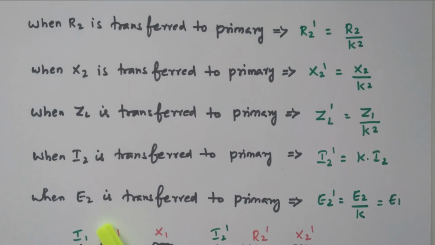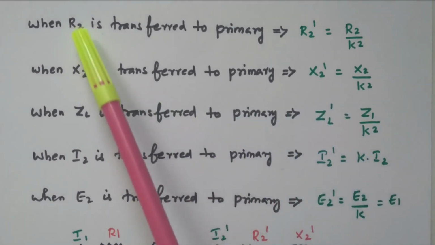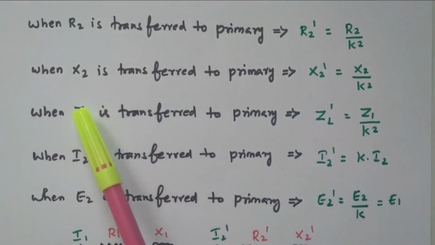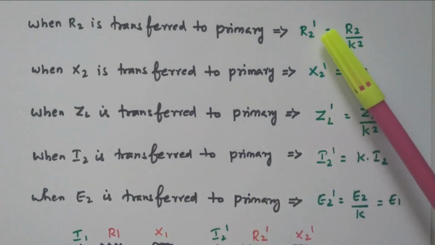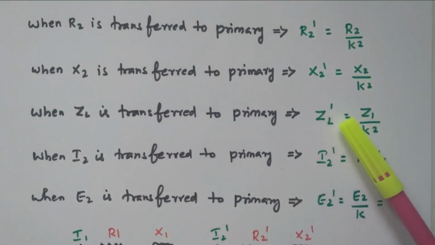Similarly, E2, the EMF induced in the secondary, while transferring to primary becomes E2 dash, that is equal to E2 divided by K, which is nothing but E1, and can be treated as E1. Both are in phase. Now all these secondary parameters R2, X2, ZL, I2, E2 are transferred to the primary. At that time they become R2 dash, X2 dash, ZL dash, I2 dash and E2 dash, or E1. Now it is transferred to the primary.